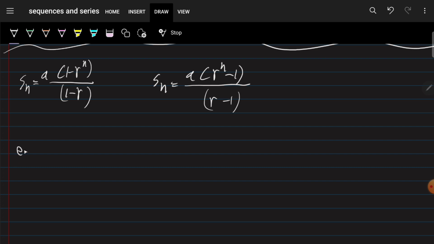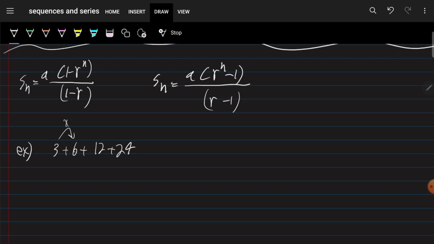Next, let's do an example on how to use this formula. So let's say we want to find the sum of 3 plus 6 plus 12 plus 24. So this is a geometric series. Why?